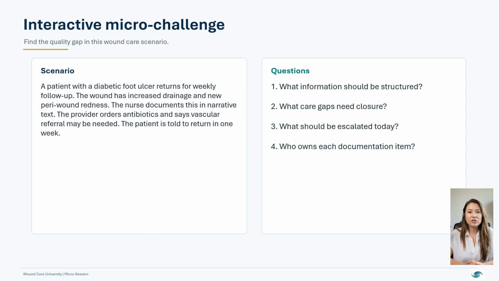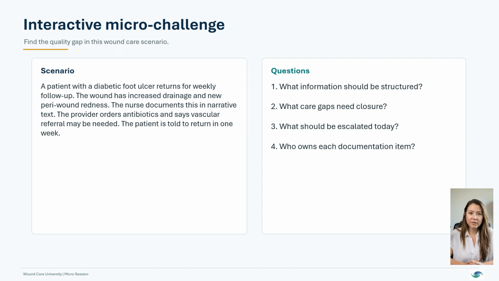This micro challenge is designed for group discussion. The patient has a diabetic foot ulcer and now has increased drainage and new peri-wound redness. The nurse documents the change in narrative text. The provider orders antibiotics and says vascular referral may be needed. The patient is told to return in 1 week. Ask the group what information should be structured.